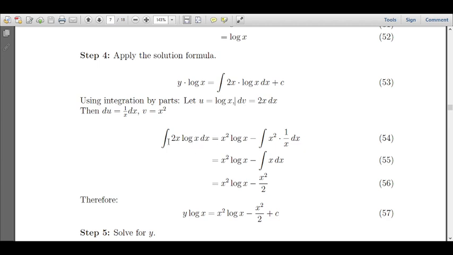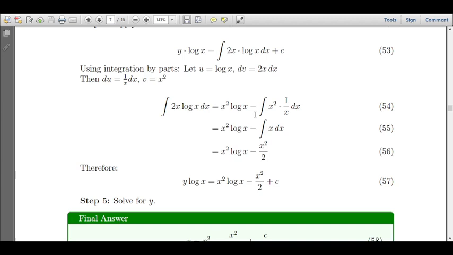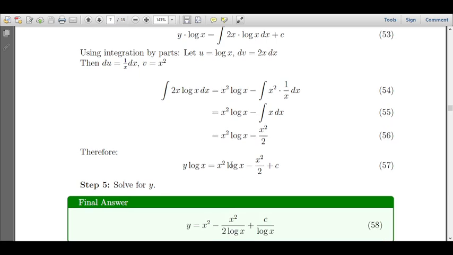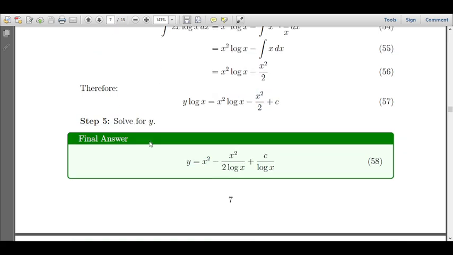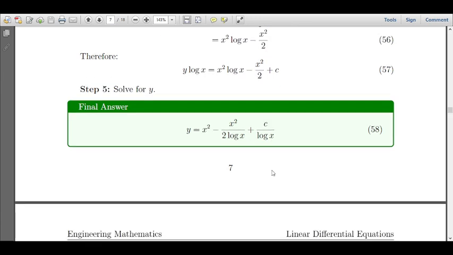So we are using the formula integral u dv equals uv minus integral v du. V is x square, du is 1 by x dx. Now x will be cancelled, leaving integral x dx. So uv is x square log x minus the integration of x, which is x square by 2. So y log x equals x square log x minus x square by 2 plus c. Solving for y, y equals x square minus (x square by 2) log x plus c by log x. Thank you.